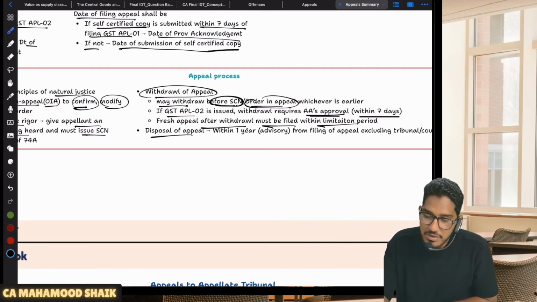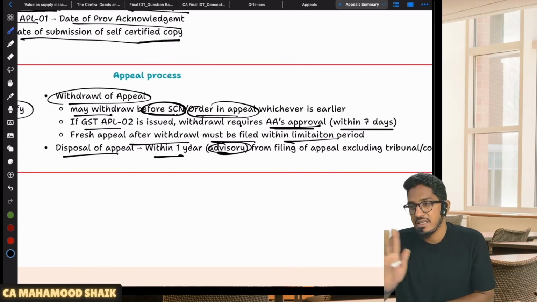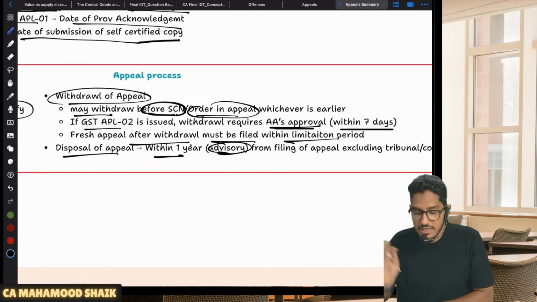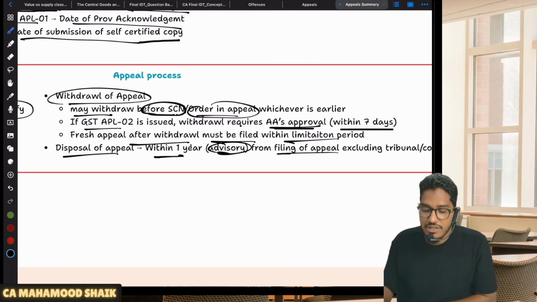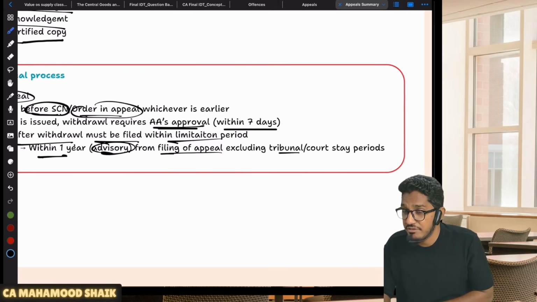Sir, what will be the time limit for disposal? Once the appeal has gone to the appellate authority, what is the time limit for disposal? Within 1 year. Not compulsory. It is just an advisory time limit. Even the appellate authority can take extra time also. The advisory time limit is 1 year from the date of filing of appeal. If during that period any stay is there, if the court or tribunal has given you a stay from passing the order, that period has to be excluded from calculating 1 year.